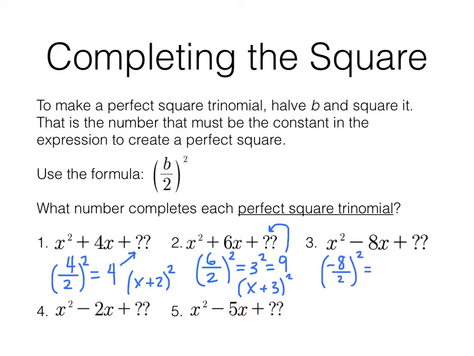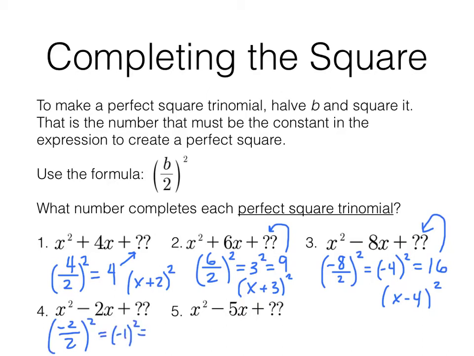Negative 8 divided by 2 is negative 4. Notice the use of parentheses. The biggest problem I have right now is students forgetting that there are parentheses there and it comes out positive. If I was then to have that as a 16, this would be x minus 4, the quantity squared. How about this one? Negative 1 squared is positive 1. And as a result, this would be x minus 1, the quantity squared.